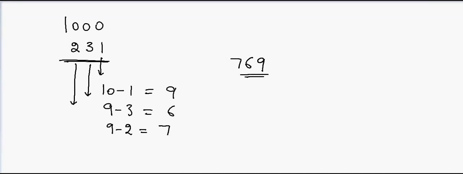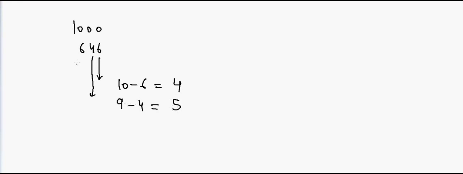Again, if I have 1000 minus 646, in that case I'll take the 6. 10 minus 6 is 4, then I'll take the 4, so 9 minus 4 is equal to 5, and then I take the 6, so 9 minus 6 is equal to 3, so the answer is 354. This method can be very helpful if we are in an exam or in day-to-day calculation.